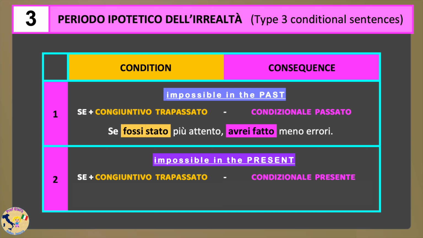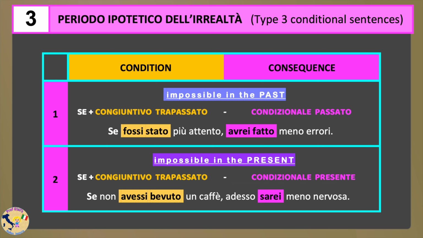Let's take, for example, the sentence "Se non avessi bevuto un caffè, adesso sarei meno nervosa." If I hadn't had a coffee, I would be less nervous now. In this case, a past action has still got repercussions in the present. The action of having a coffee makes it impossible for my current state to change. I cannot go back in time and undo the fact that by drinking a coffee I now feel nervous.